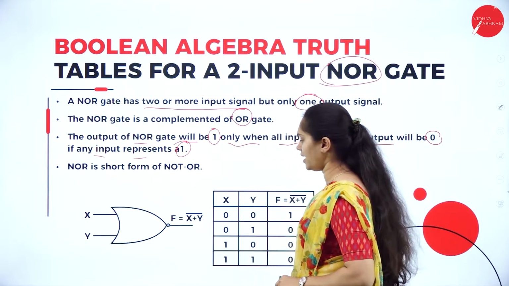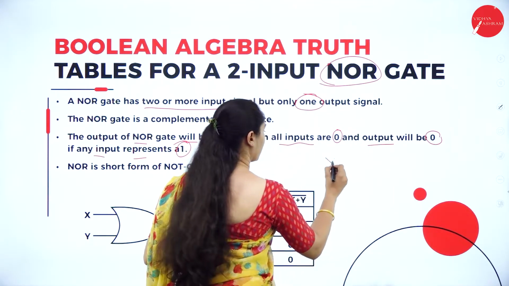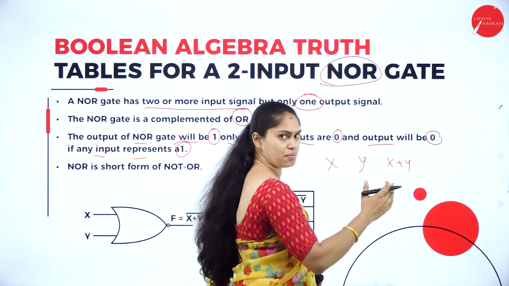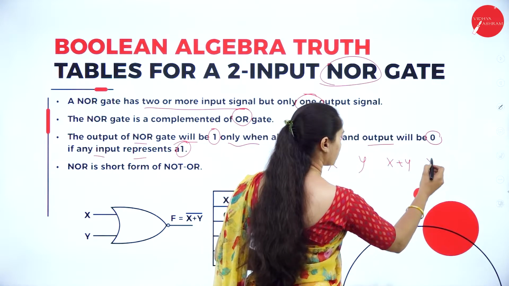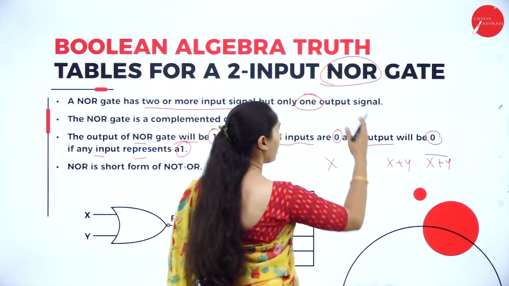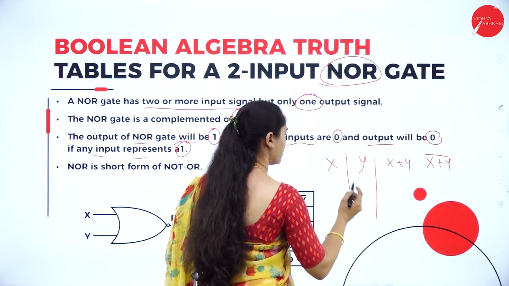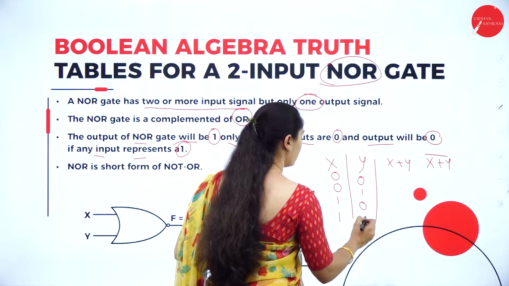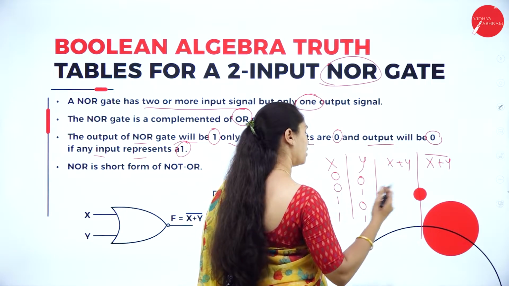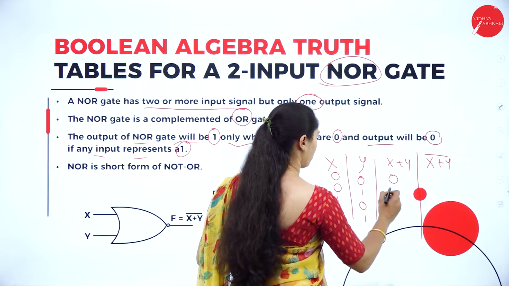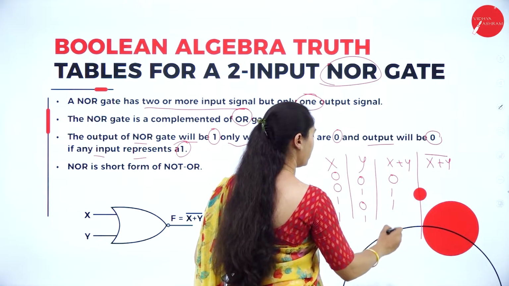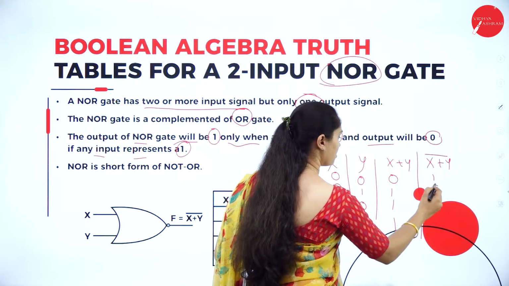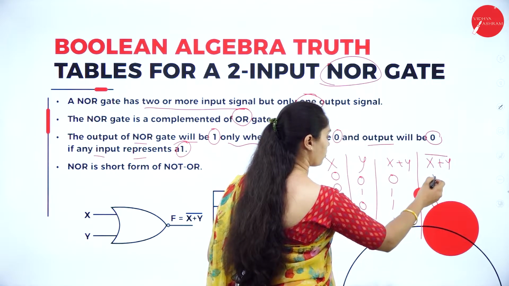Then how are we going to write it? We'll see here. First, let me consider 2 input signals X and Y, and X plus Y is the OR gate output. X plus Y whole bar is the NOR gate. So here let me consider the input values 0 0 1 1 and here 0 1 0 1. X plus Y in the sense I need to add it. 0 plus 0 is 0, 0 plus 1 is 1, 1 plus 0 is 1, 1 plus 1 is 1. Then if I complement it, 0 becomes 1 and 1 becomes 0. That is what: 1 0 0 0.